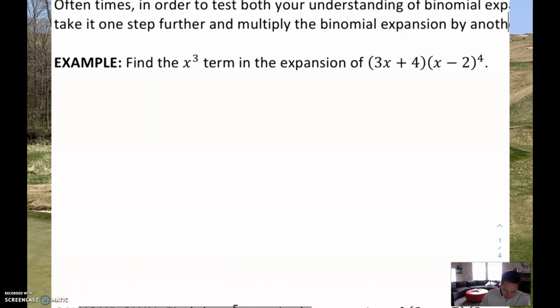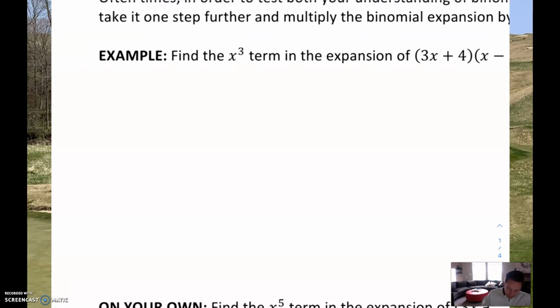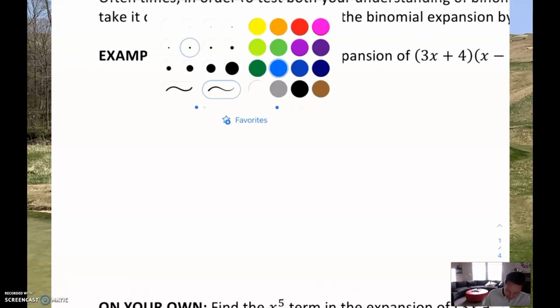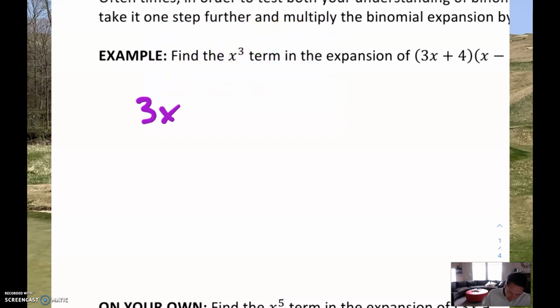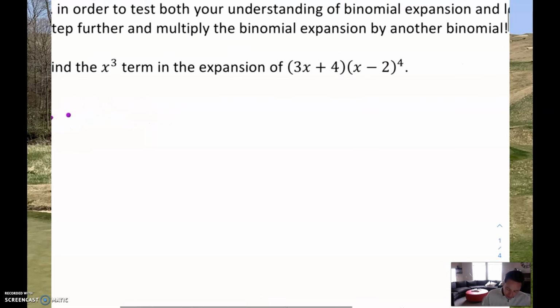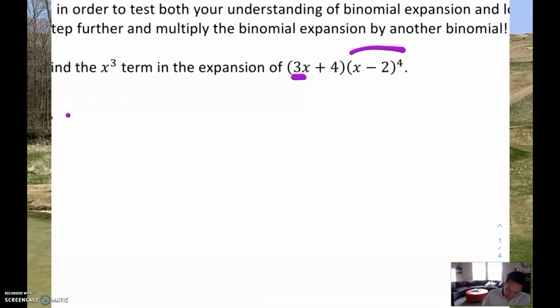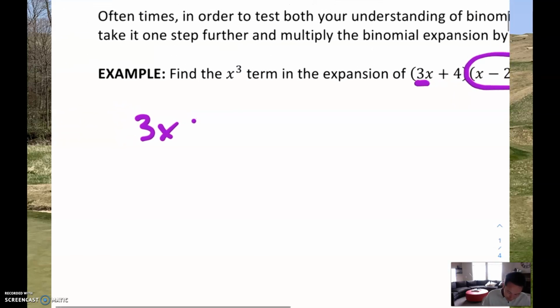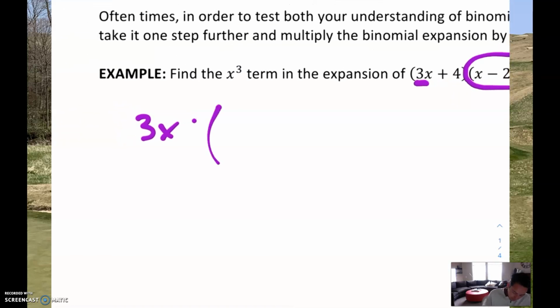So what we're doing is taking 3x. I'm going to start with 3x, and I know that 3x has a power of 1. So what I have to do here is take that 3x and multiply it by the thing that has a power of 2, because x to the first times x to the second power would give you x to the third. So from my x minus 2 to the fourth, I want to find the one that has a power of 2 on it. So I'm going to have 4 choose something. I'll figure that out in a second.